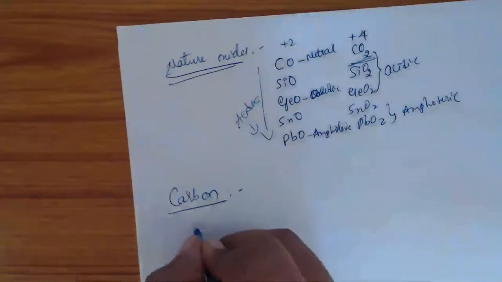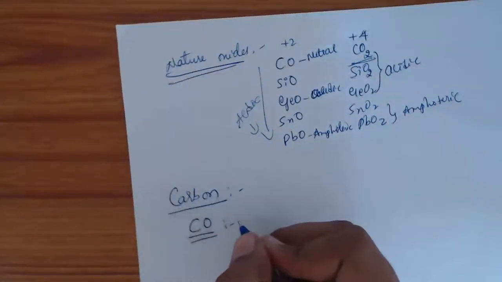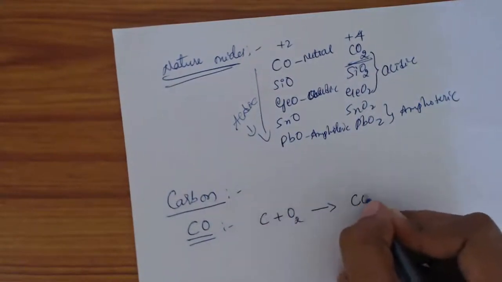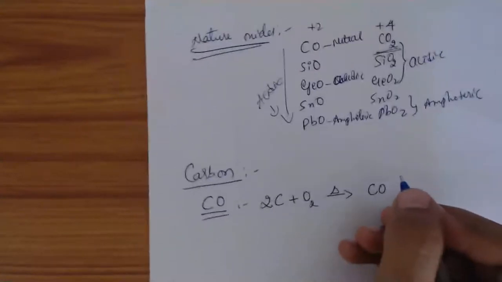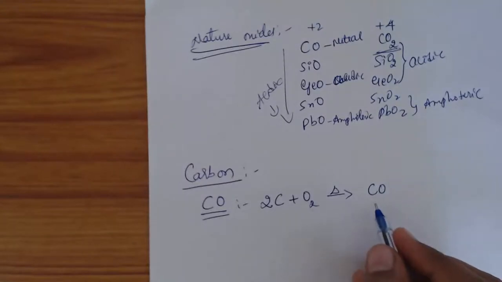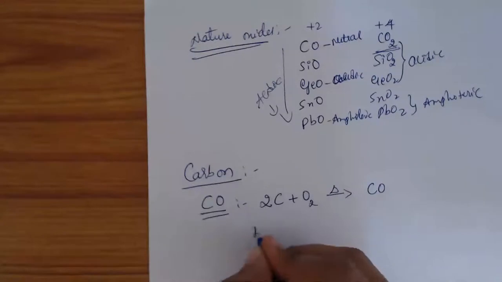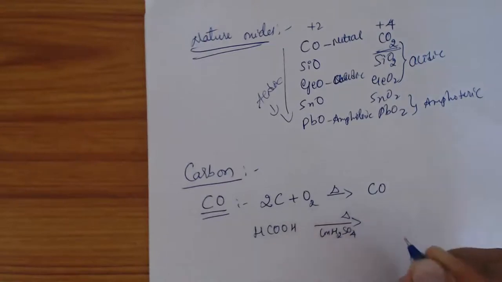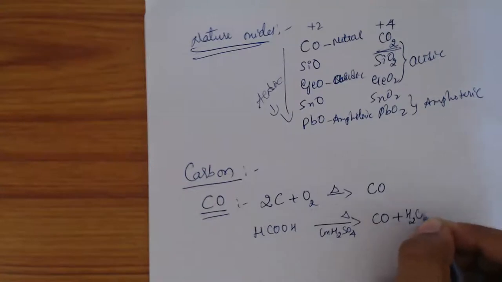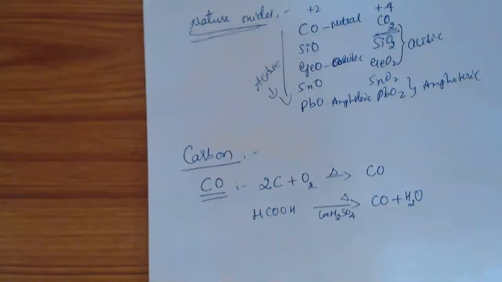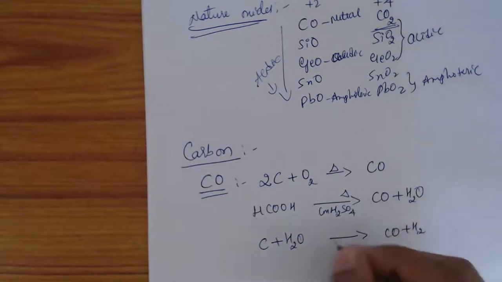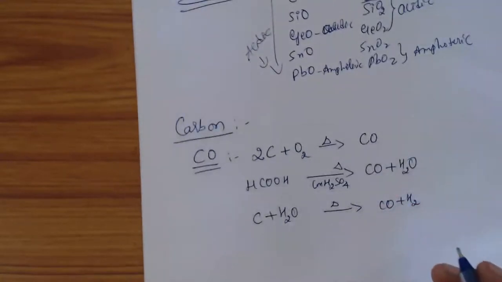And I'll say the important compounds of carbon, that is carbon monoxide. How is it prepared? This carbon is treated with oxygen, then it forms what? Carbon monoxide. This is the first step. Another one, decomposition of formic acid in presence of concentrated H2SO4, then it forms CO plus H2O. Next, if carbon is treated with steam, then it forms CO plus H2. This is also a decomposition reaction, which takes place in presence of heat.